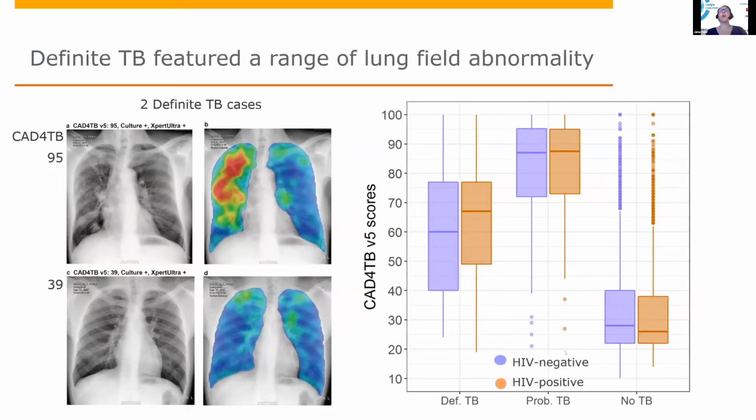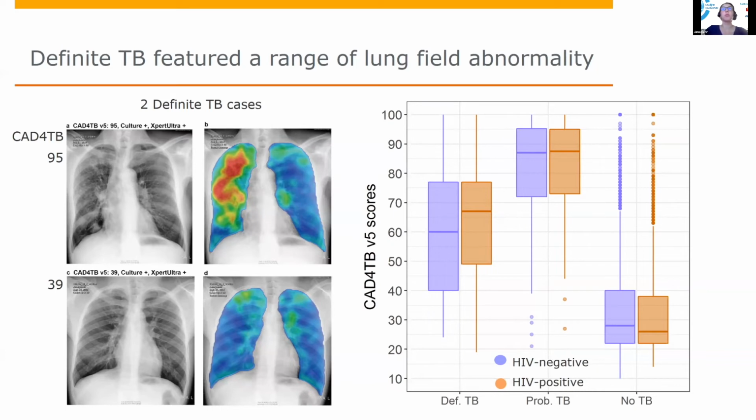In our study, we found that definite TB comprised actually a spectrum of lung field abnormalities. So here you can see the chest X-rays of 2 participants with microbiologically confirmed TB. In the top row, this participant had significant consolidation in the upper lobe and also a very high CAD score at 95. And in the bottom row, you see that there's not very clear abnormality, which is also reflected by the relatively low score of 39.